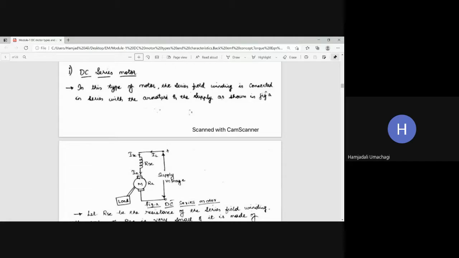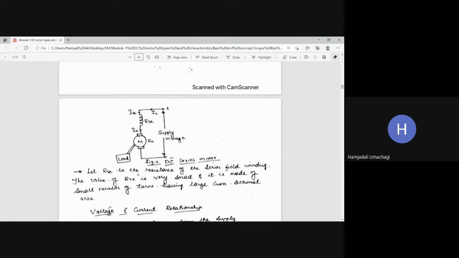Okay, now let us see the remaining explanation for this DC series motor. Let RSC be the resistance of the series field winding. The value of RSC is very small, and it is made up of a small number of turns. It will have a very low ohmic value. These turns are few, but they have a large cross-sectional area.